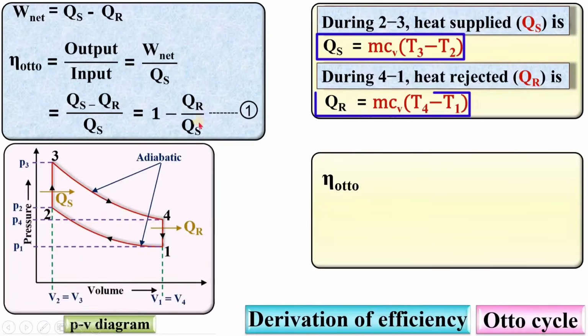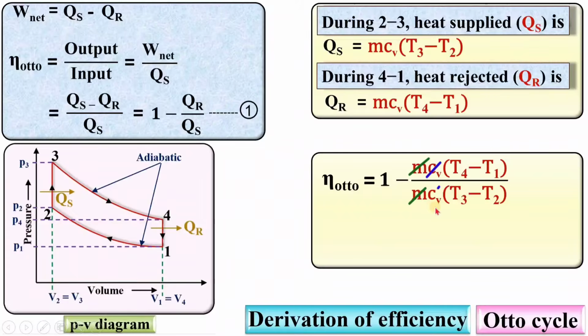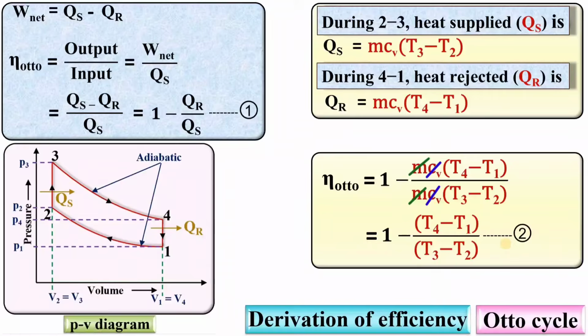Now I can put this QS and QR in this equation number 1. So I can say efficiency of Otto cycle is equal to 1 minus QR, that means m Cv (T4 minus T1), divided by QS, that means m Cv (T3 minus T2). Now here m will be cancelled, Cv will be cancelled. So it is 1 minus (T4 minus T1) upon (T3 minus T2). Let's say it is equation number 2.